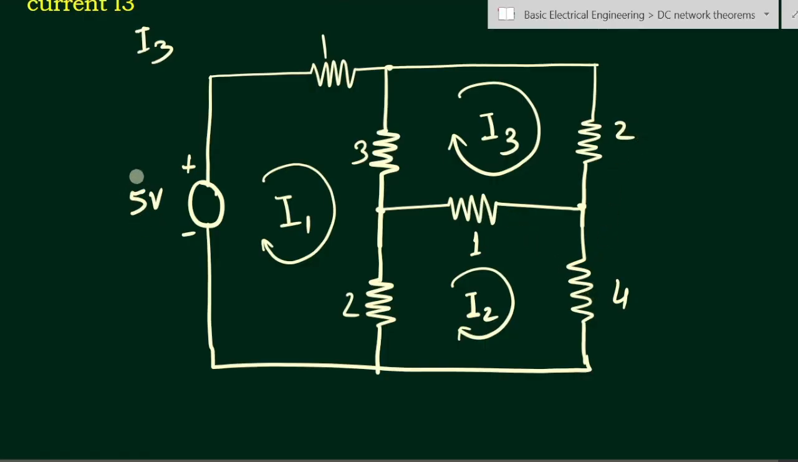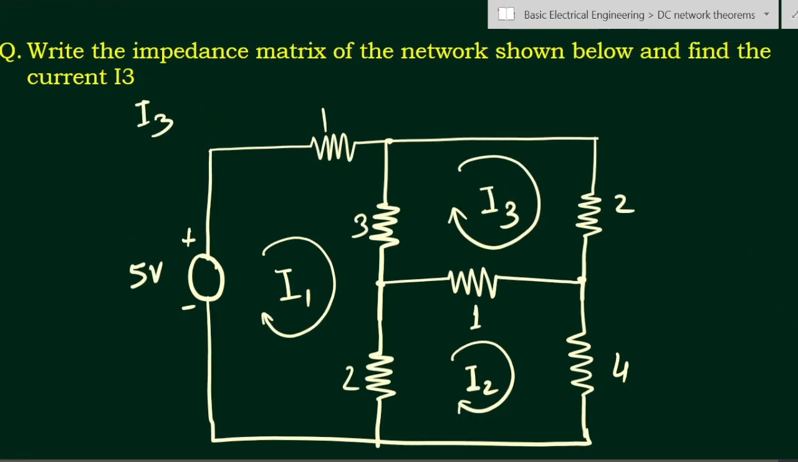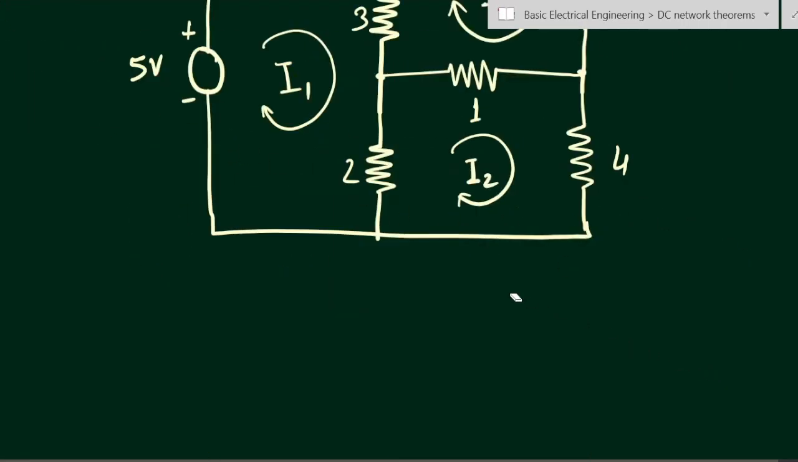We are given a voltage source, suppose 5 volts. We have to find the current I3, that is the loop current I3, as per the question. So first of all, let us find out the various resistances. R11 is the self resistance of loop 1.